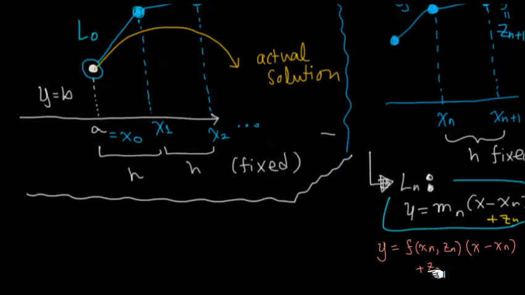So I wrote it down there. I had to reposition a little bit, so it's very tiny. So mn is replaced by f of xn, zn. That's the slope there, and this is the main variable.